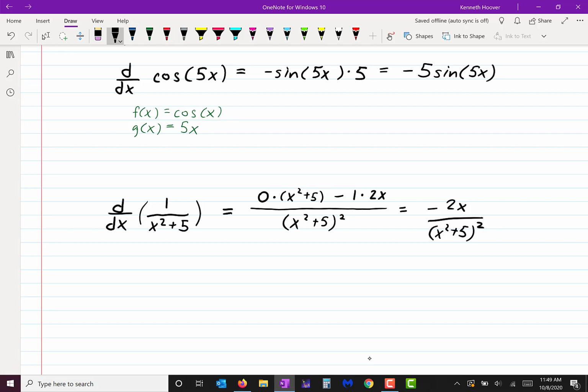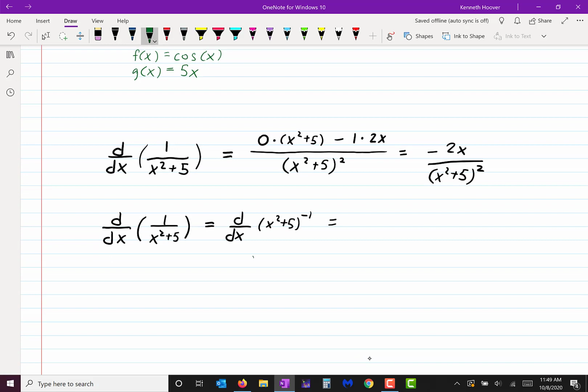Okay, but I just want to show you that now that you know the chain rule, there's another way to do this problem as well. You could write it like this: x squared plus 5 to the negative 1, and you could use the chain rule, and here f of x is x to the negative 1 and g of x is x squared plus 5. So what would we get? We would get negative 1 times x to the negative 2, except, whoops, it's not x to the negative 2, is it?